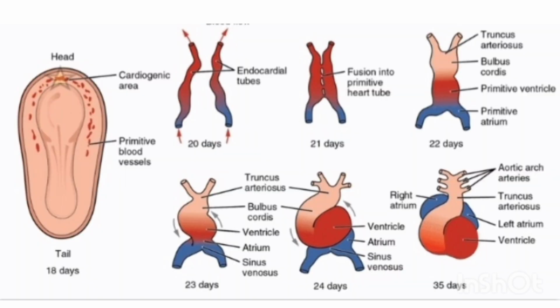In this cardiogenic area, two endothelial tubes are formed, which soon fuse with each other to form a single tube. Later, dilations occur in this tube and we get 5 subparts of the heart tube. The 5 subparts are the sinus venosus, the primitive atrium, primitive ventricle, the bulbus cordis and the truncus arteriosus.